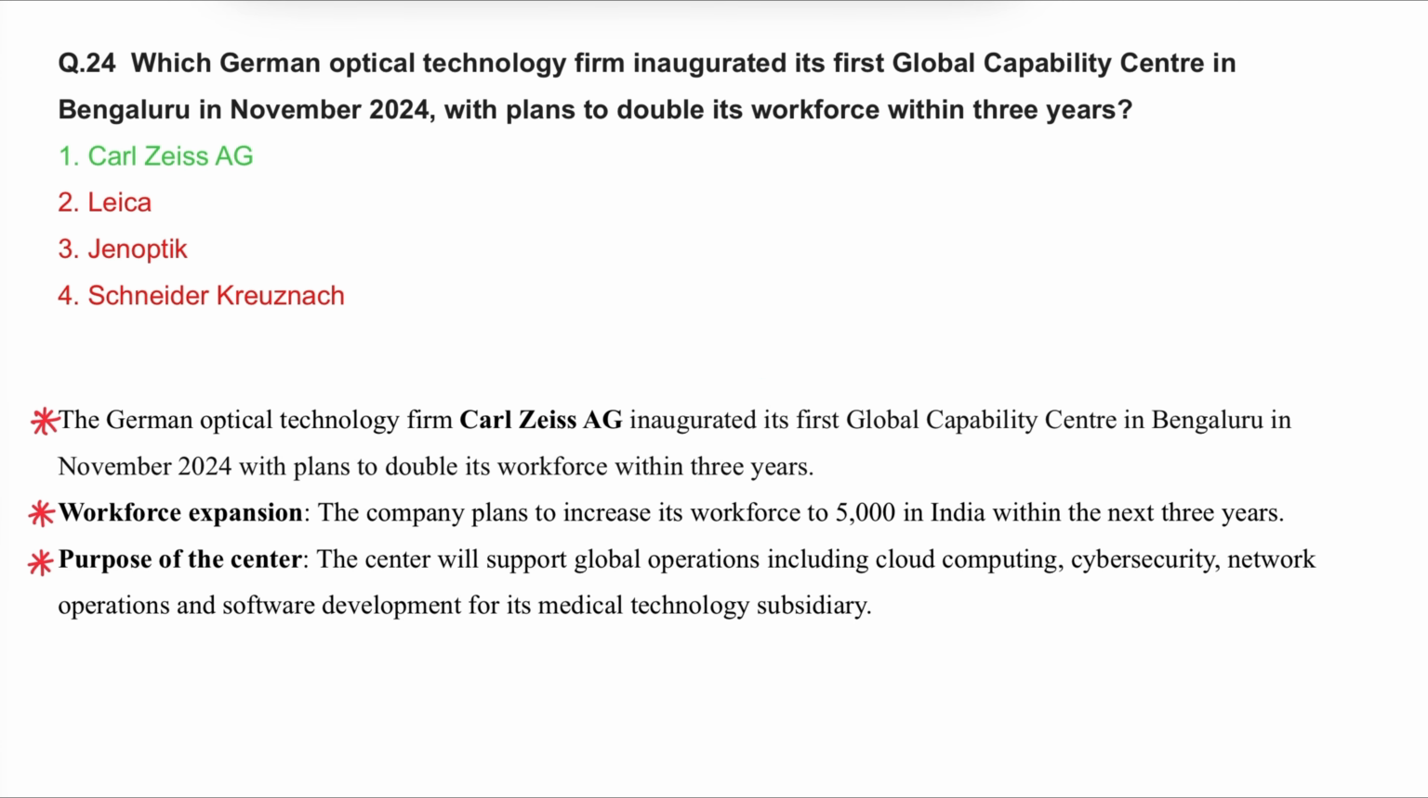Next question. Which German optical technology firm inaugurated its first global capability center in Bengaluru in November 2024 with plan to double its workforce within 3 years? Correct answer is Carl Zeiss AG, option 1. The purpose of this center will support global operations, including cloud computing, cyber security, network operations, and software development for its medical technology subsidiary.